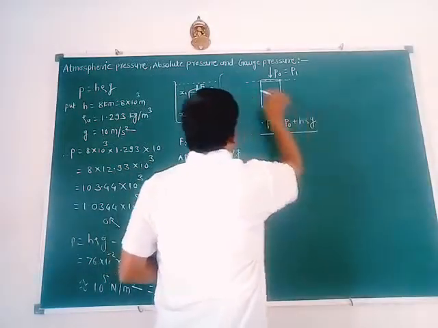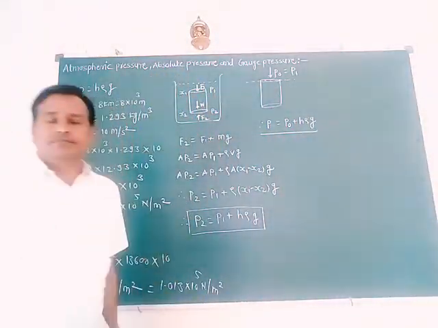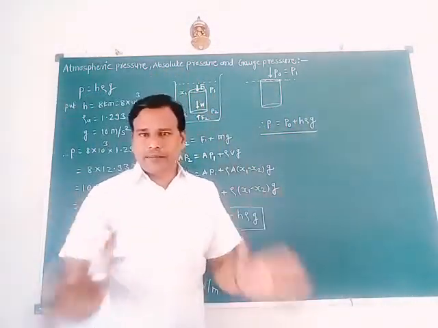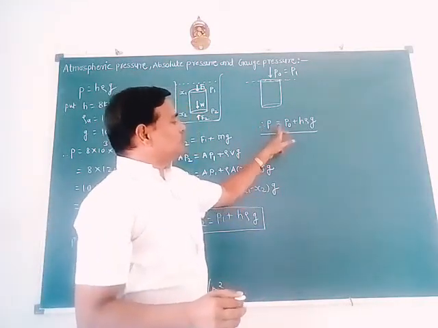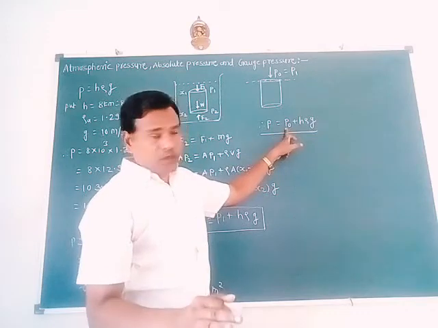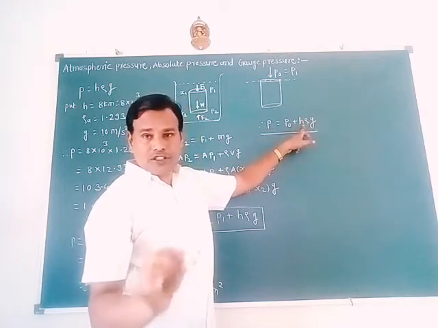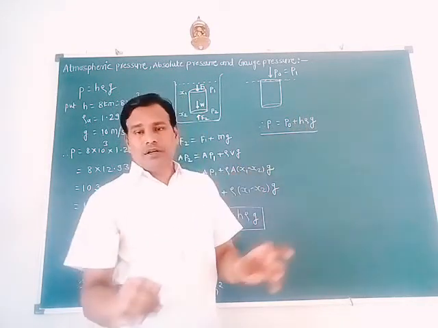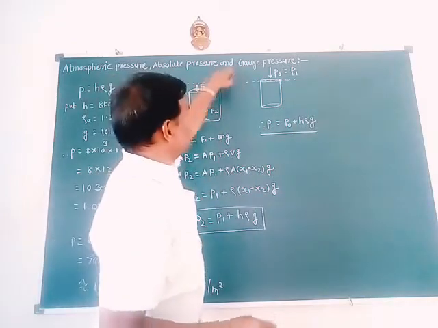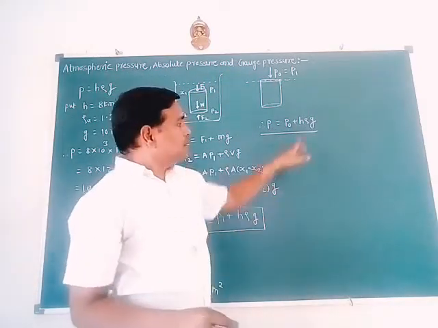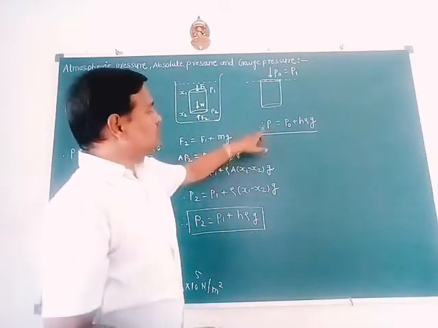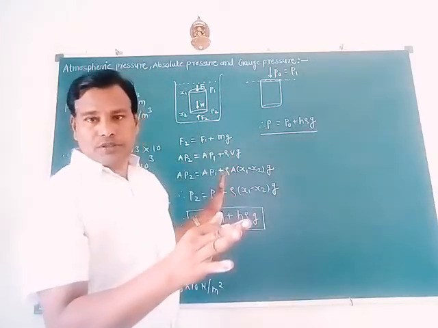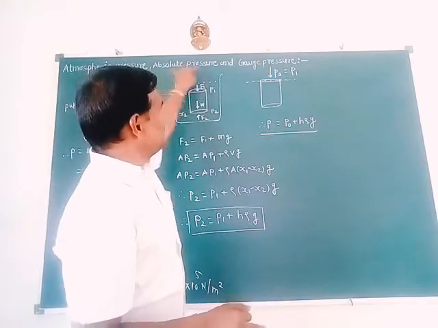This is called absolute pressure. So what is absolute pressure now? Absolute pressure is equal to the sum of atmospheric pressure plus the remaining pressure. This pressure, H rho G, is called gauge pressure. And what is P? It is the total pressure. This total pressure is called absolute pressure.